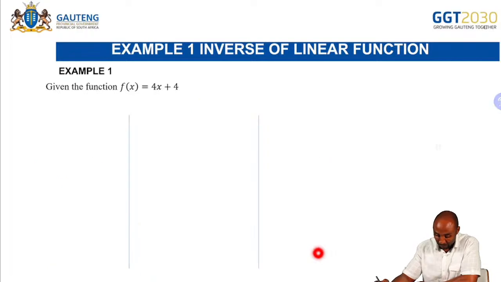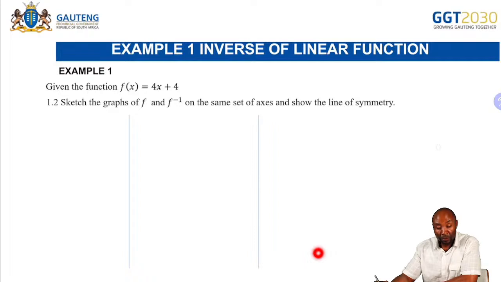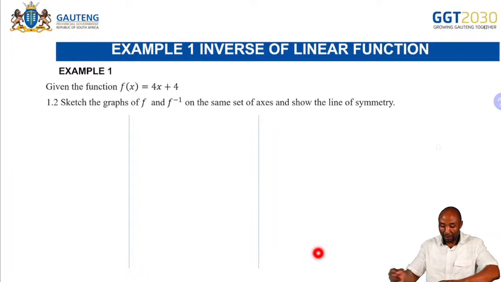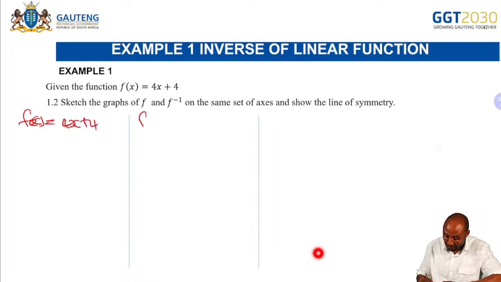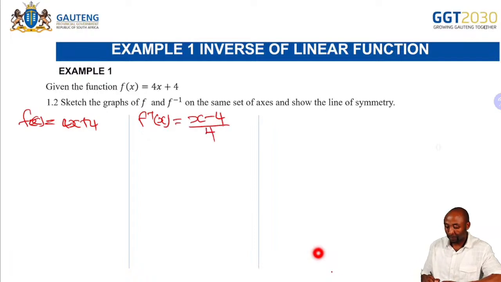Now, in order for us to do a sketch, we know that we need our x-intercepts and our y-intercepts. How many functions are we having? We are having our f of x equal to 4x plus 4, and we are having f inverse x, which is equal to (x minus 4) over 4. That's our f inverse of x.